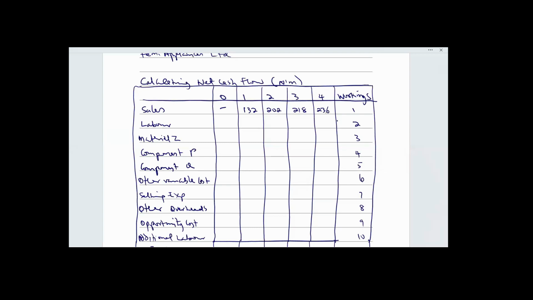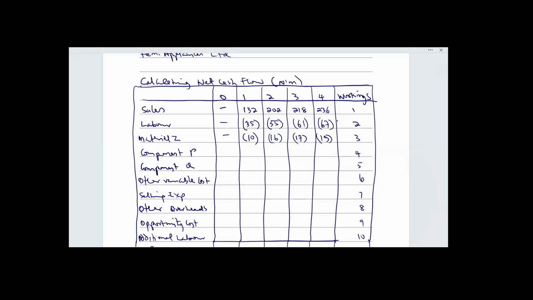What about labor? 35, 55, 61, 67. Thank you. Material Z: 10, 16, 17, 19.